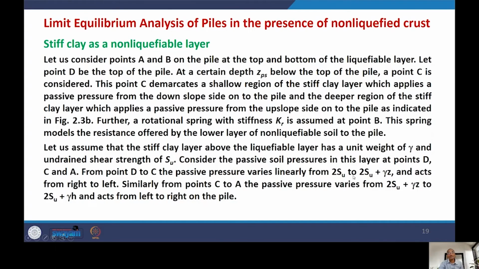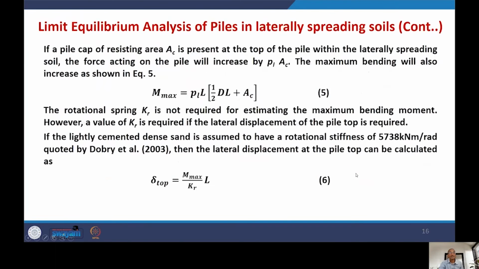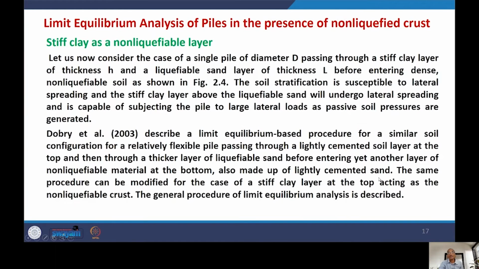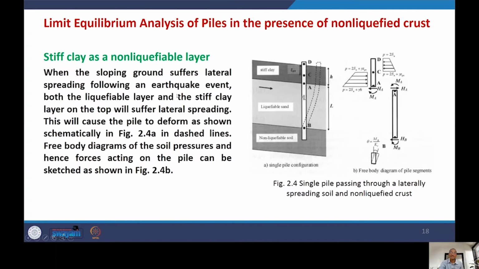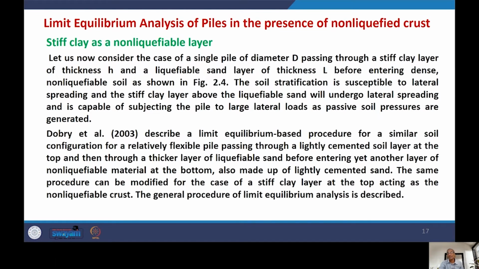Let's discuss its details. Consider the case of a single pile of diameter D passing through a stiff clay layer of thickness H, and a liquefied sand layer of thickness L before entering dense non-liquefiable soil, as shown in this figure. The soil is susceptible to lateral spreading, and the stiff clay layer above the liquefiable sand will undergo lateral spreading and is capable of subjecting the pile to large lateral loads as passive soil pressures are generated.